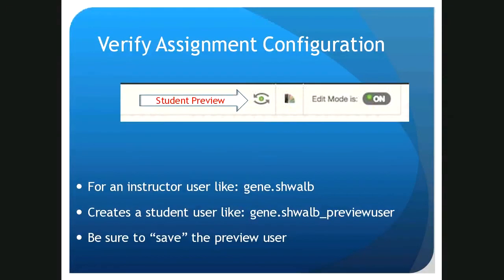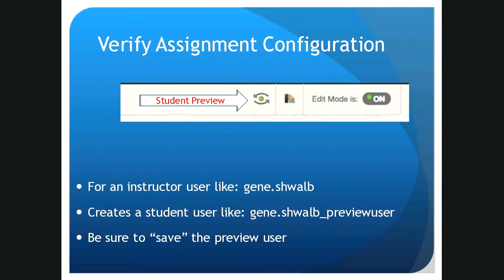When you want to verify how you've set up an assignment, what you want to do is you go to student preview, and that's where you create a user who you can use to test how you've created your assignment. The user gets created and shows up in your Grade Center, shows up in your list of users, and here's the naming convention. In my example, I'm an instructor, Gene.Schwab. A user gets created for my use called Gene.Schwab _ preview user. So you'll have a preview user with a name like that you can use to test your assignments or any other type of activity you want to use in Blackboard.